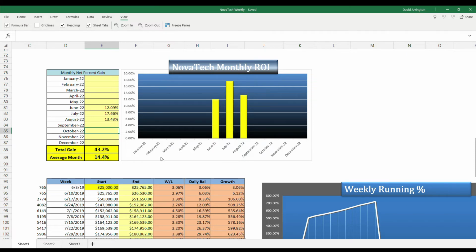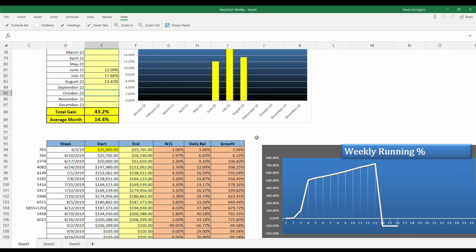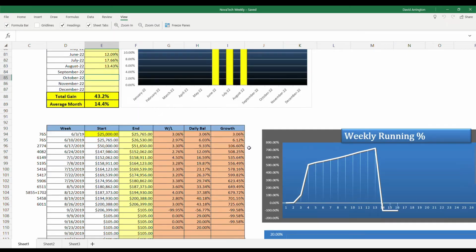I hope everyone's taking advantage of Novatech and getting in and earning 3% a week, which is so much better than the banks.